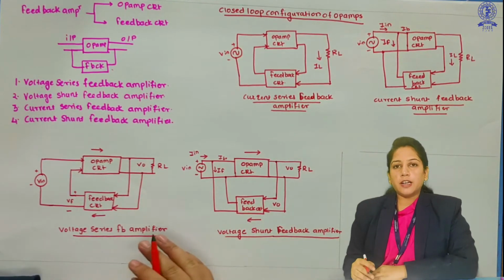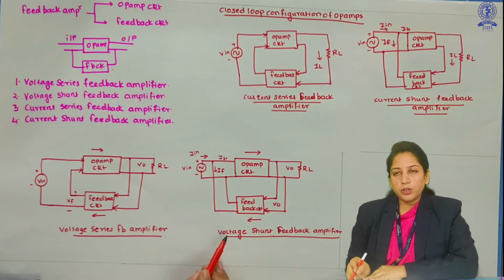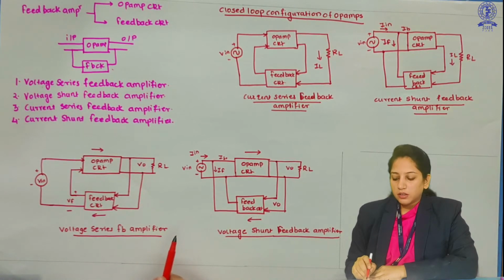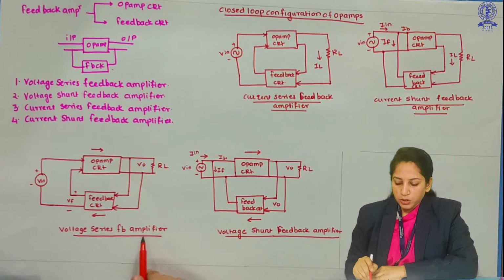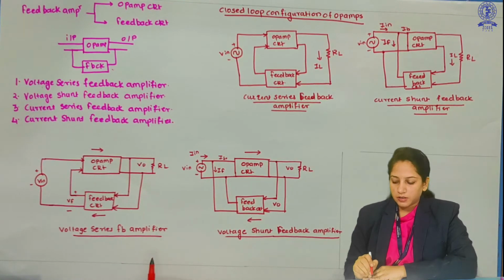So these are the four categories. We will cover voltage series and voltage shunt because these are mostly used and very important configurations. Okay, so mostly used are voltage series and voltage shunt. We will derive the gain formula for these.